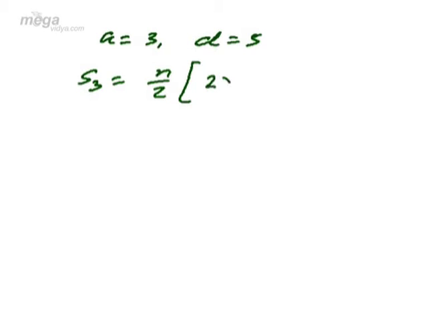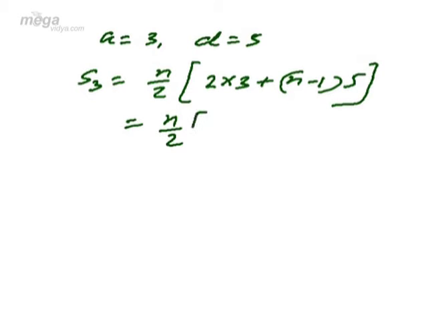In S3, the first term is 3 and the difference is 5, but the number of terms is n. Therefore, the value of S3 is equal to n by 2 into 2a plus n minus 1 into d. Then it becomes n by 2 into 5n plus 1. This is the value of S3. Similarly, you can find Sm.